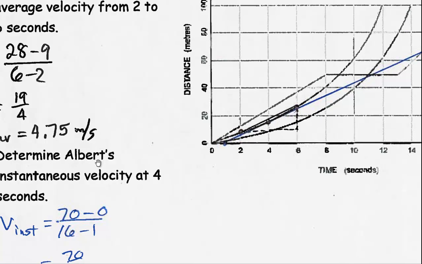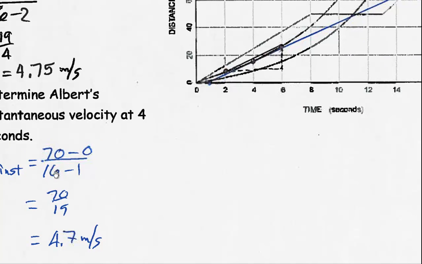Now in B here it says determine the instantaneous velocity at 4 seconds. So at 4 seconds would be right here. So I'm drawing a tangent line there, and that's this blue line here. And so I'm actually going all the way from here right down to this point right here. And so the distance right there would be pretty close to 70, and the distance right here would be 0. So that's why I did 70 minus 0 in the numerator. And this is a time of 16 seconds, and that's pretty close to 1. So that's why I have 16 minus 1 in the denominator. And so basically 70 divided by 15 is 4.7 meters per second, would be the instantaneous velocity at 4 seconds.